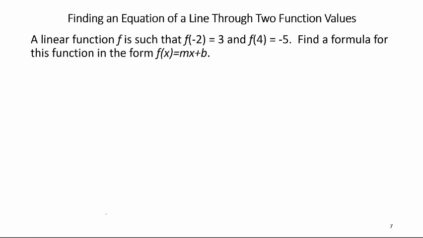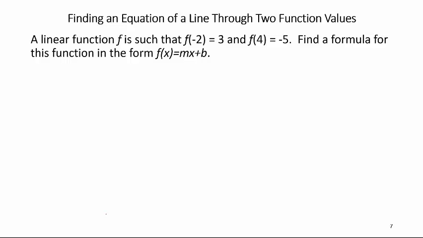Now we will look at finding an equation of a line through two function values. A linear function f is such that f of negative 2 is equal to 3 and f of 4 is equal to negative 5. Find a formula for this function in the form f of x equals mx plus b.